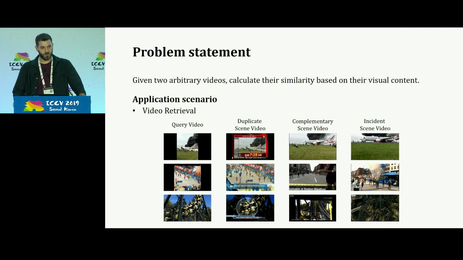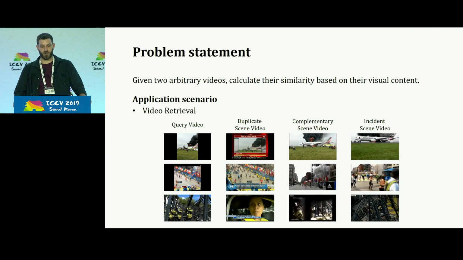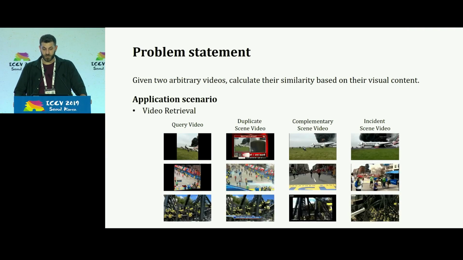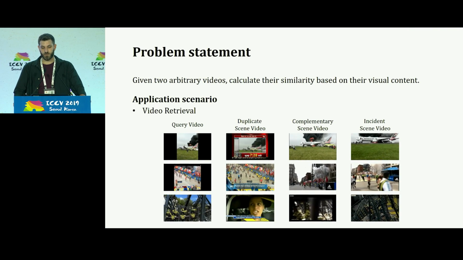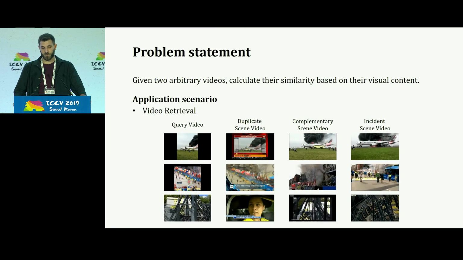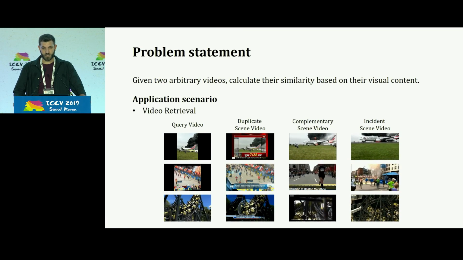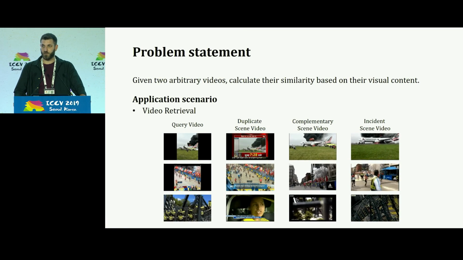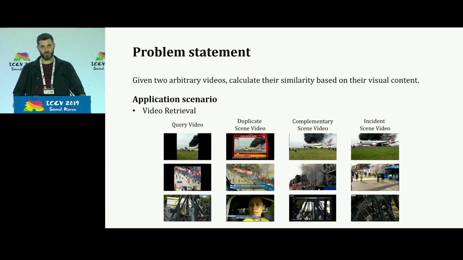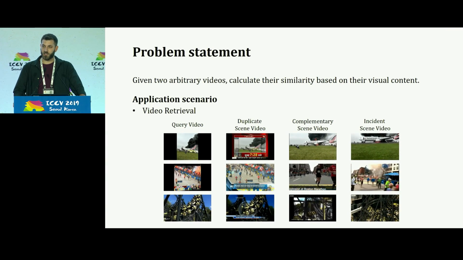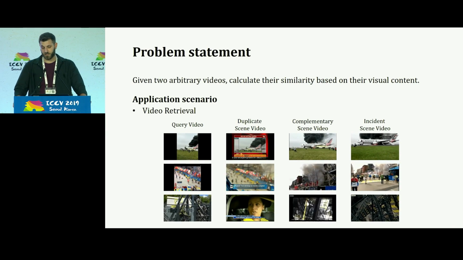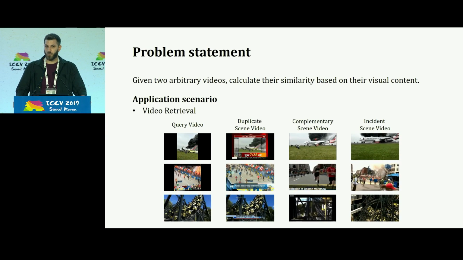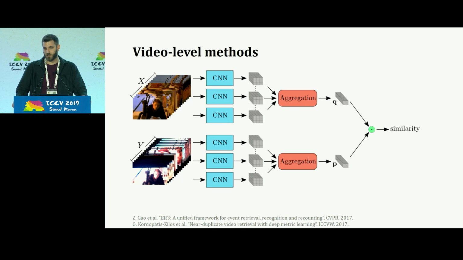Our objective in this work is to learn a similarity function that, given two arbitrary videos, calculates the similarity score between the two videos based on their visual content. The application scenario that we use in order to evaluate our method is video retrieval, where the similarity function has to handle several types of variations, such as near duplicate videos, complementary scene videos, and same incident videos.